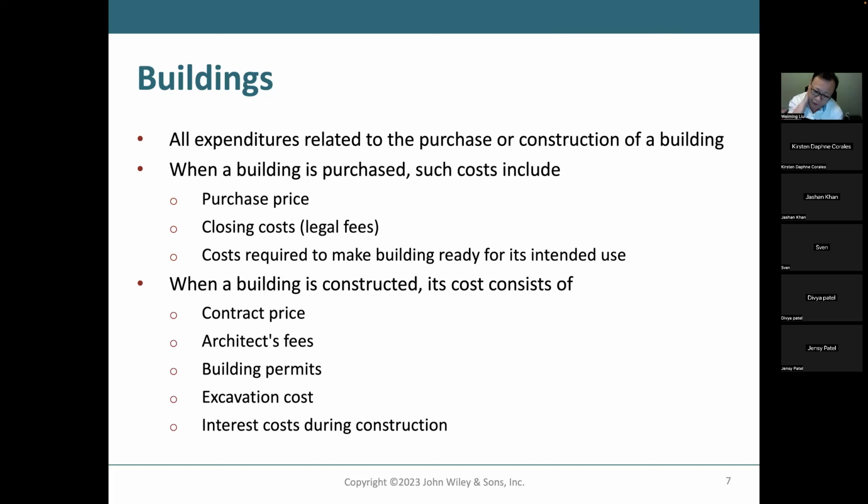If you are short on time, you probably need to borrow money from the bank to get the project going, get it done. If you borrow money, there are interest costs while you are constructing the asset. Those interest costs are also considered part of the cost of a building. So does anyone have any question here?